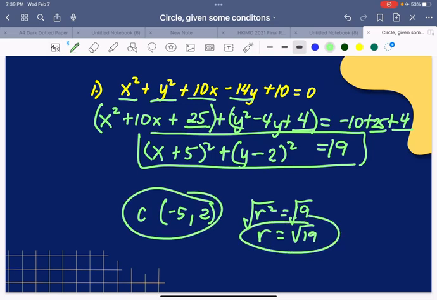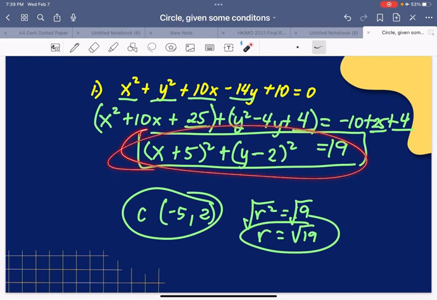Pero kung hindi naman tinatanong, okay lang na ito na yung magiging sagot natin. Kasi kung ang instruction lang ay general to standard, ito lang magiging final answer. Sinama ko lang yung center and radius.